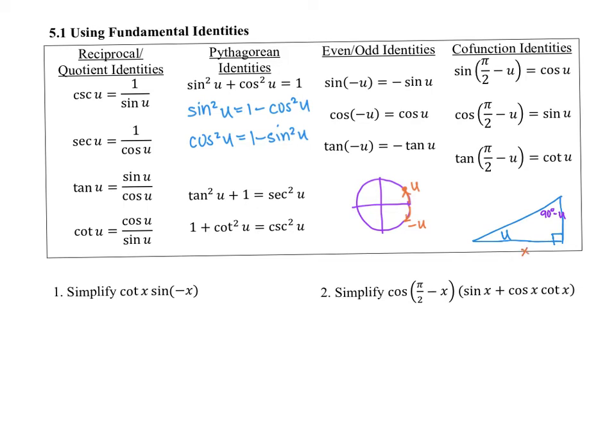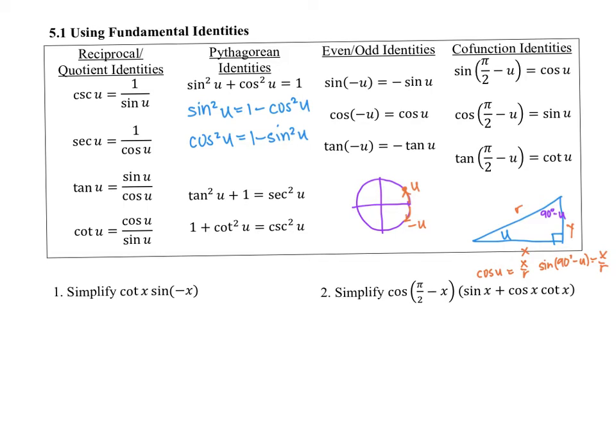x, y, r. So if I do the cosine of u, that would be x over r. If I do the sine of 90 degrees minus u, I would also get x over r, because I'm just using the opposite angle. So that's basically what this is saying. And geometrically, it makes sense because you can see that the sides switch with each other.